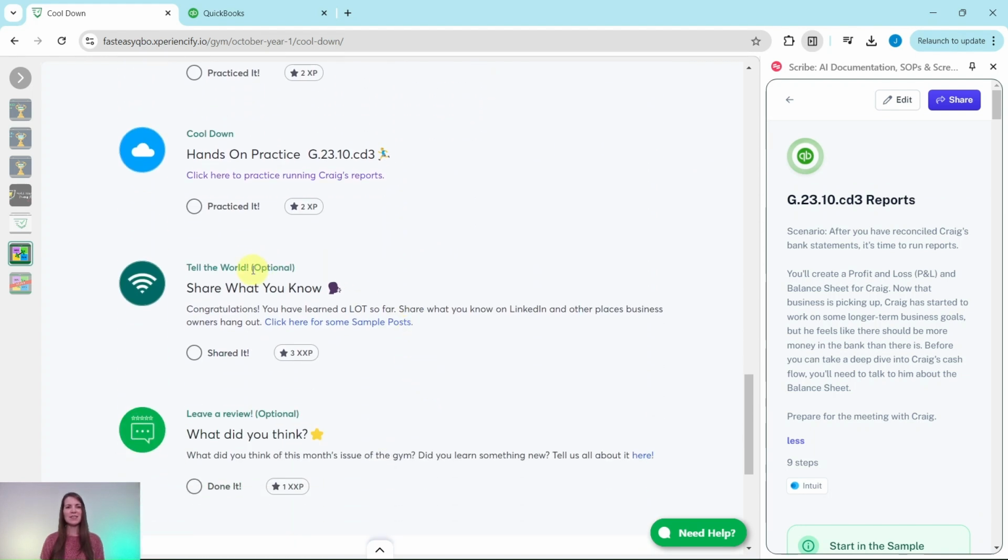And at the bottom here is an optional area where after you have gone through all of the exercises and completed them in this section, you will unlock some sample marketing posts that you can use on your LinkedIn to share with everyone what you have learned so far.